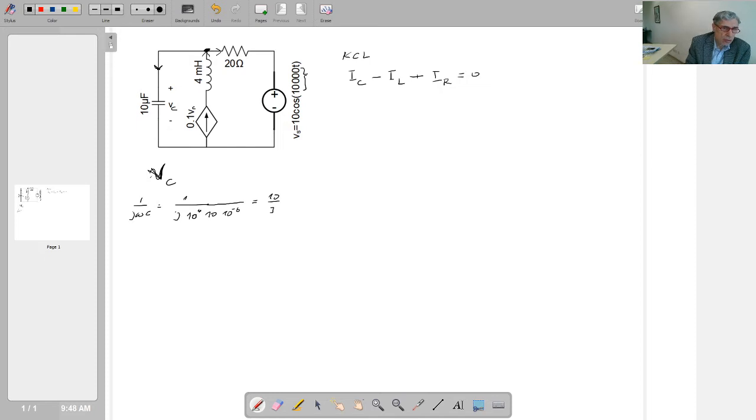This is the impedance. If we consider the capacitor definition relation, VC is equal to impedance times IC. If you write IC in terms of VC, IC is equal to j omega C VC. So that means the inverse of this is j over 10. This is the admittance, and this is the impedance.